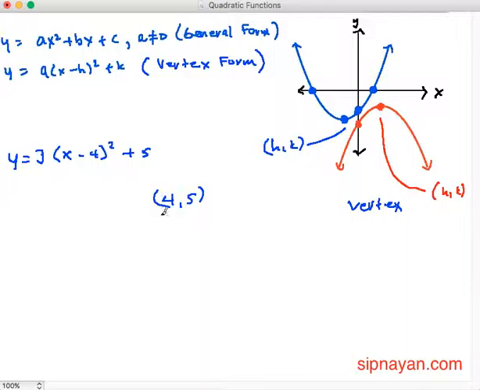Ibig sabihin, this vertex is either the minimum point or the maximum point. I think napag-aralan nyo na, napag-aralan natin from the previous videos, na pag positive yung a, the graph opens upward, di ba? Ibig sabihin, ang (4, 5) ay minimum ng graph na yan. So, alam natin yan. So, kaya siya importante.